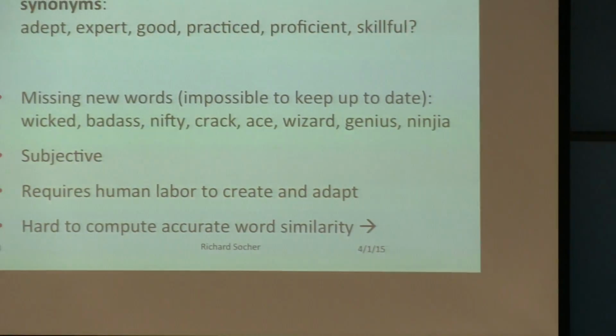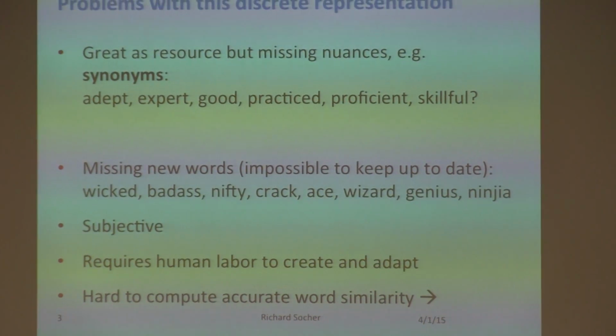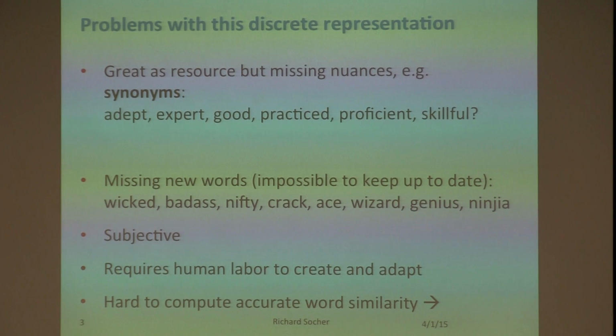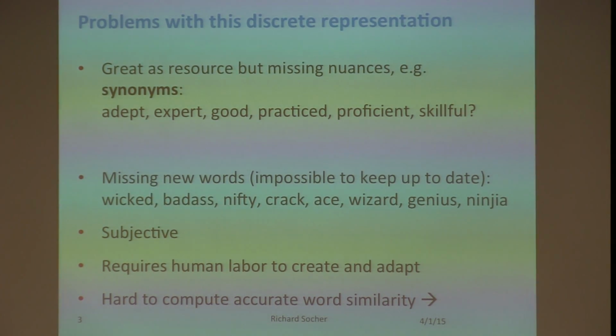So what are some problems with this kind of discrete representation and trying to formulate all of that in this taxonomy? Well, one, you're really missing a lot of nuances. According to WordNet, good is basically a synonym for one of its meanings with expert, practice, proficient, or skillful. But would we really use the term expert interchangeably with good? Probably not, right? So it's missing a lot of nuances, and also there are only so many people who could work on this project of setting up the taxonomy and keeping it up to date. And so it's basically impossible to keep it up to date.